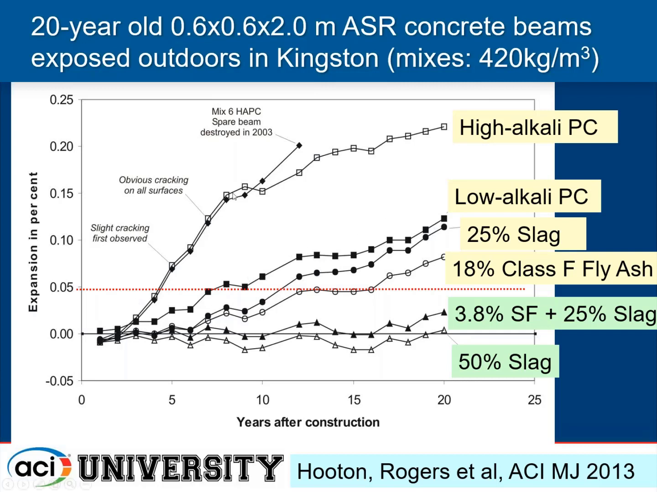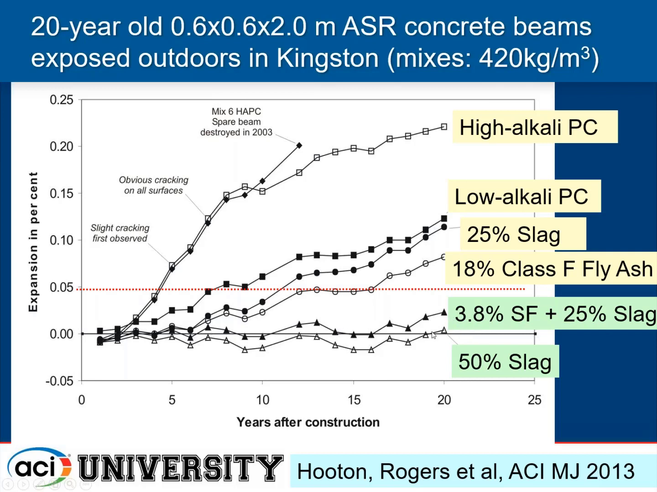The high alkali cement expanded and cracked after only 5 years in the exposure, and kept expanding and is still expanding after 20 years. The low alkali Portland cement also cracked up after about 10 years, and it's still expanding after 20. Now we used 25% slag with the high alkali cement. It slowed things down, but 25% slag wasn't enough. 18% of a class F fly ash also wasn't enough. We knew that at the time, but we ran out of fly ash at the trial. And this is a silica fume slag mixture, 25% slag with a bit of silica fume in it.